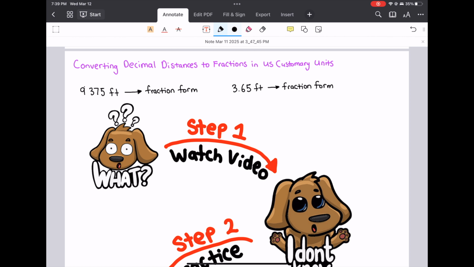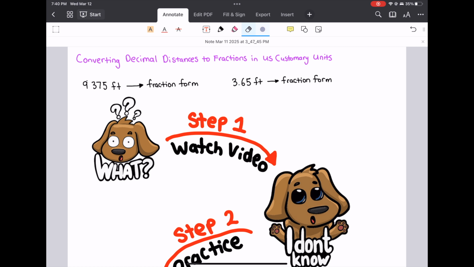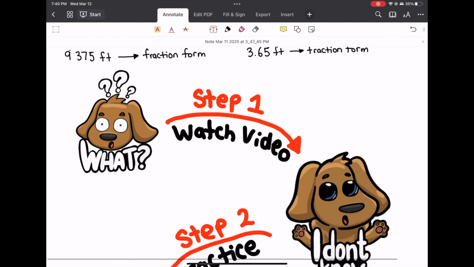Today, we'll be looking at converting decimal distances to fractions in US customary units. So, if you're struggling with this, don't worry, I'm here to help. We're just going to go through 3 easy steps of how you can convert these decimal distances to fractions easily. The first step is to watch this video.